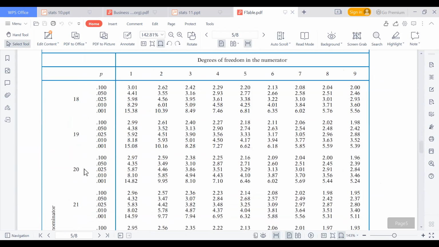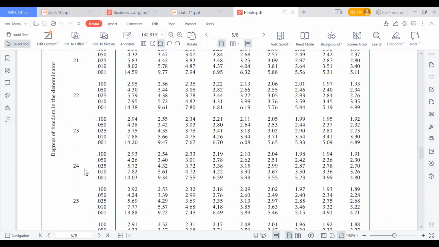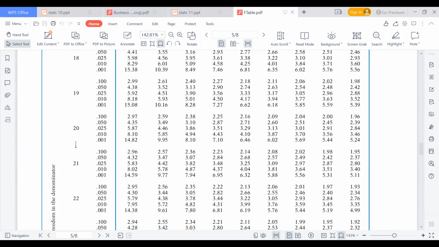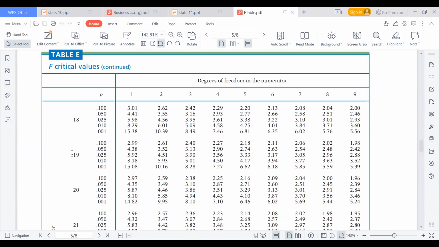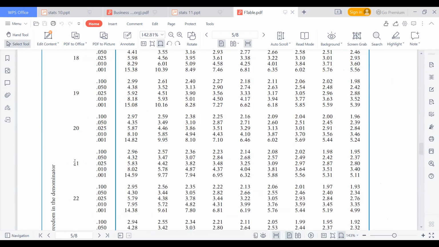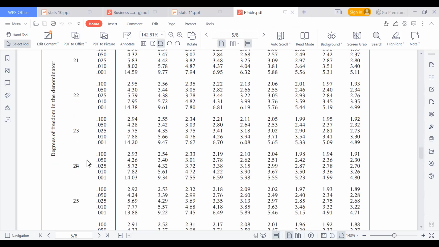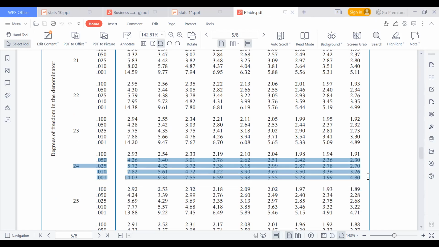So now let's go on still. As we move along, we now have degree of freedom of the denominator. We now find the 24, all right? And let's count it. 24 is 1, 2, 3, 4, 5, 6, 7. The seventh set of figures, all right? When we go to the next page, it will not repeat the 24. So we have to know that it is the seventh set of figures.